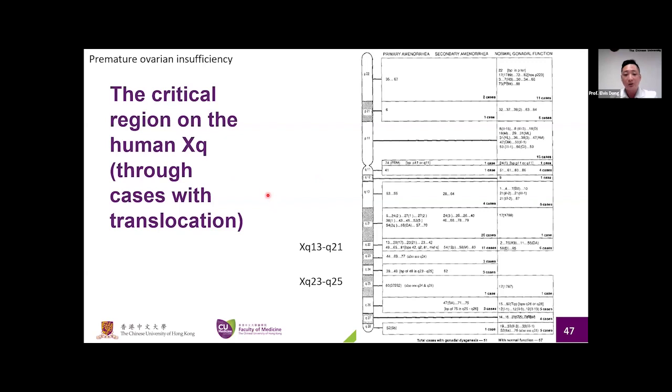They summarized cases with balanced translocation involving chromosome X and another, autosomal chromosome. When they did the comparison, you can see a significant increase of POI cases with breakpoint junctions located in two regions. One is Xq13 to q21. The other is Xq23 to q25.